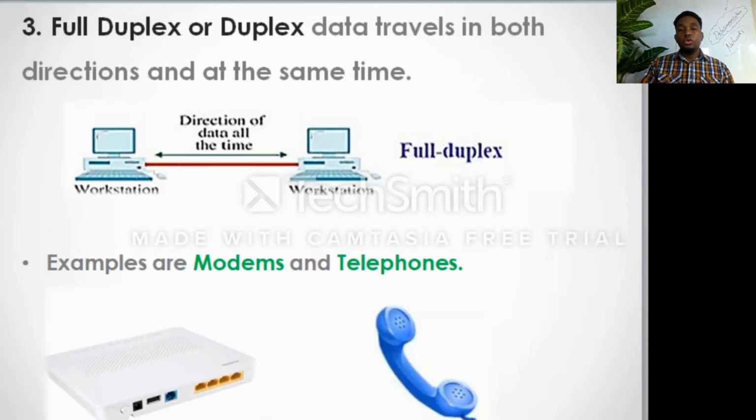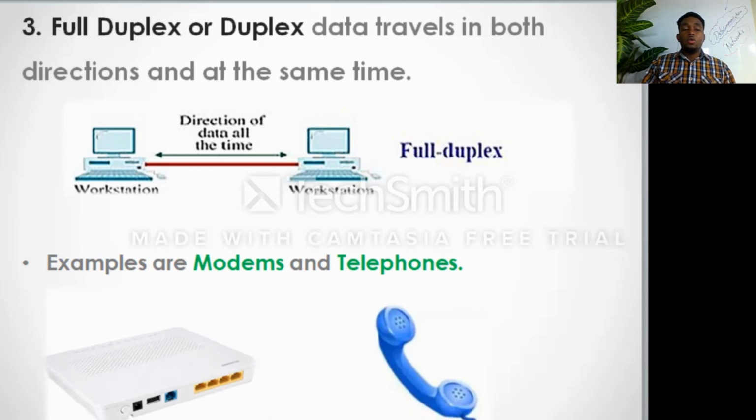The third one would be full duplex, or if you want to cut it short, duplex. Data travels in both directions and at the same time. So you notice it says at the same time. So we can have data moving from both devices simultaneously. An example could be your modem, and your television, or your telephone. Right? So your modem allows data to travel in both directions, just the same way you can talk on your telephone system.